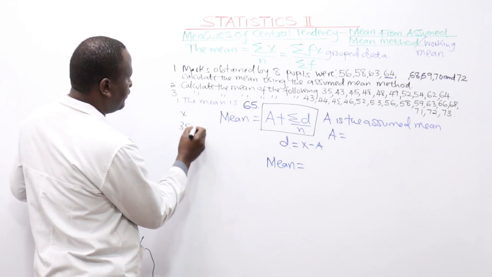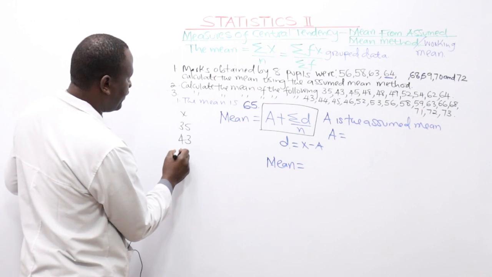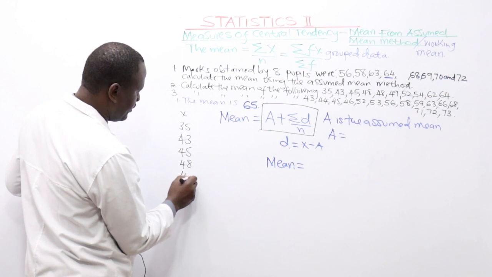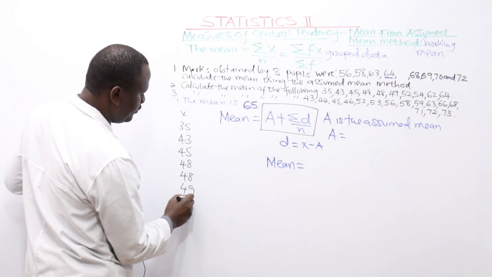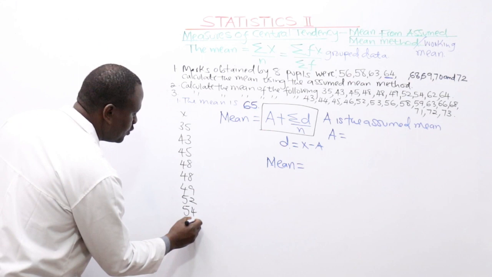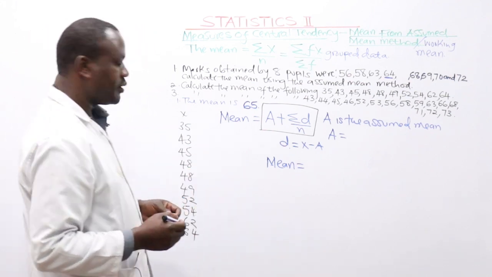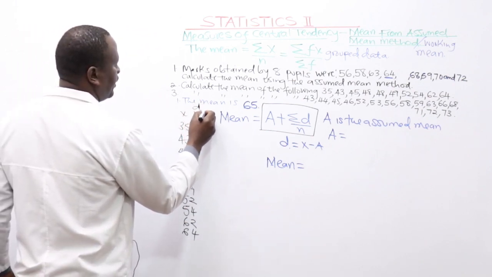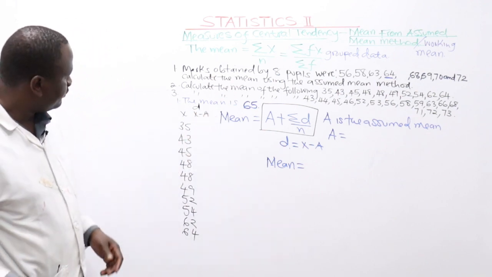35, 43, 45, 48, 48 again, 49, 52, 54, 62, and 64. Remember, the formula is the same. So we have to get D. D is x minus a. So we look for x minus a.